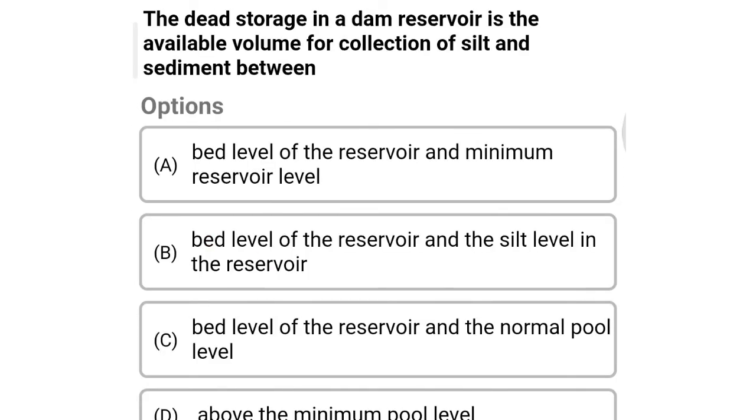So next question, the dead storage in the dam reservoir is the available volume for collection of silt and sedimentation between option A bed level of reservoir and minimum reservoir level, option B bed level of reservoir and the silt level in reservoir, option C bed level of reservoir and the normal pool level, option D above the minimum pool level. So the correct answer is option A bed level of reservoir and minimum reservoir level.